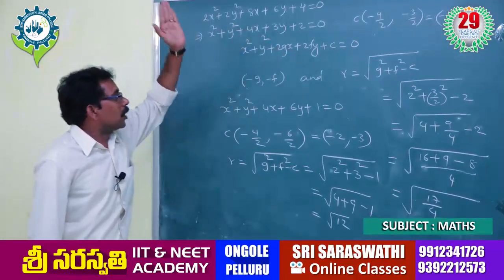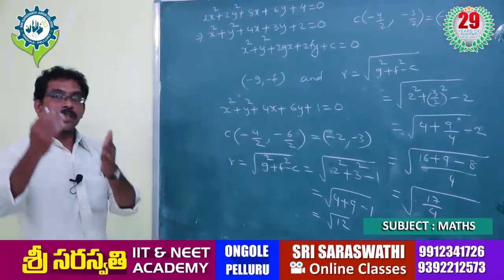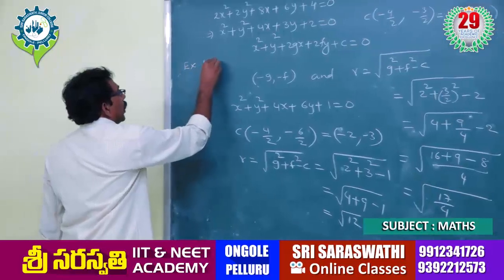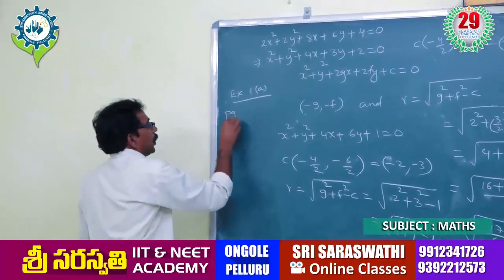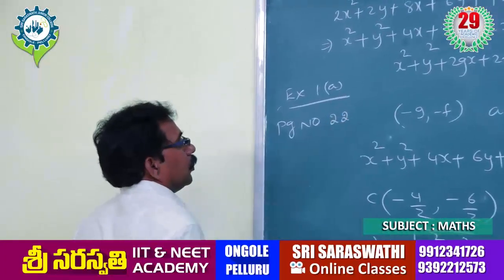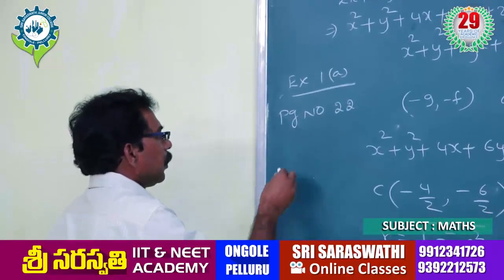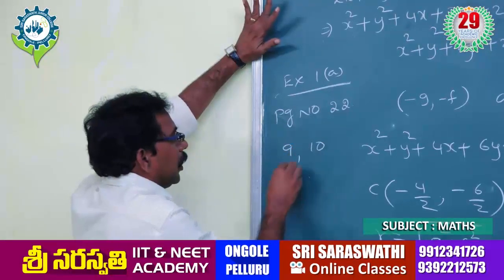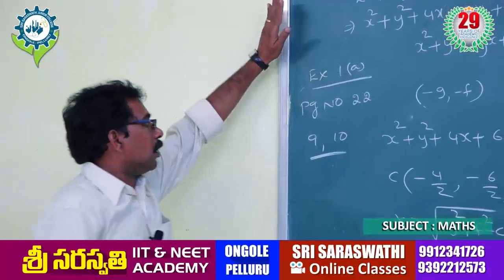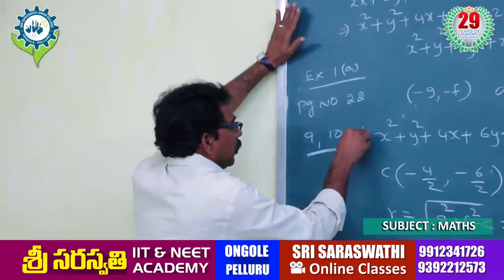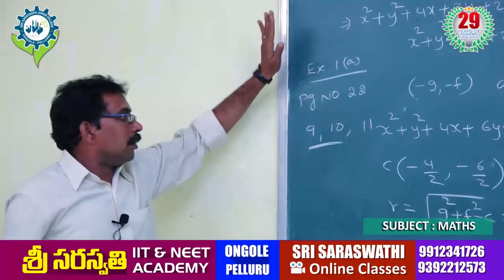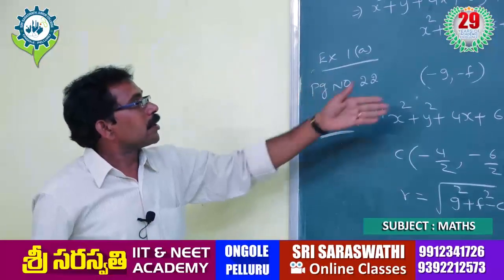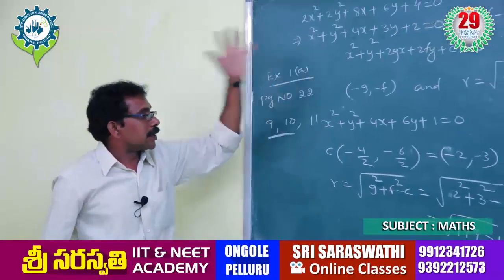For more examples, you can solve the problems in academy textbook exercise 1A, page number 22. Problems are this model 9 comma 10, and also 11. So these are of the models by using this one.